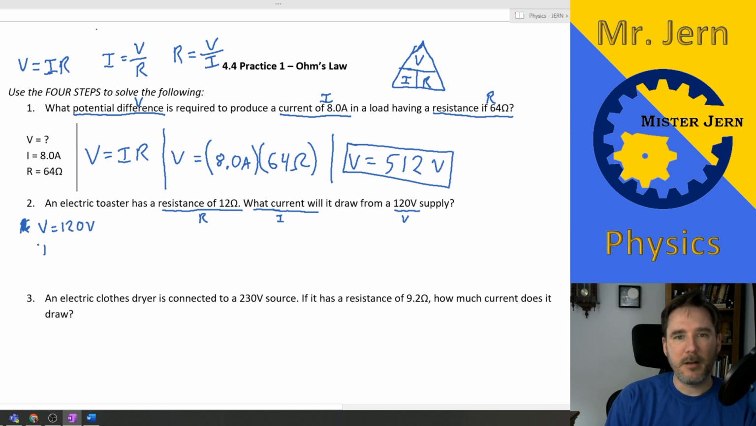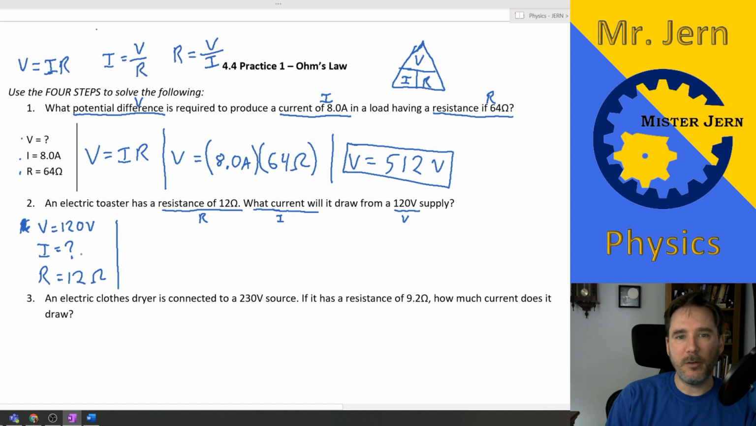What do I do next? Current is the question mark, and resistance is 12. So you don't always need to go V, I, R, but it's nice to get in the habit of something. It doesn't really matter though, because you just have to identify which one you don't have.